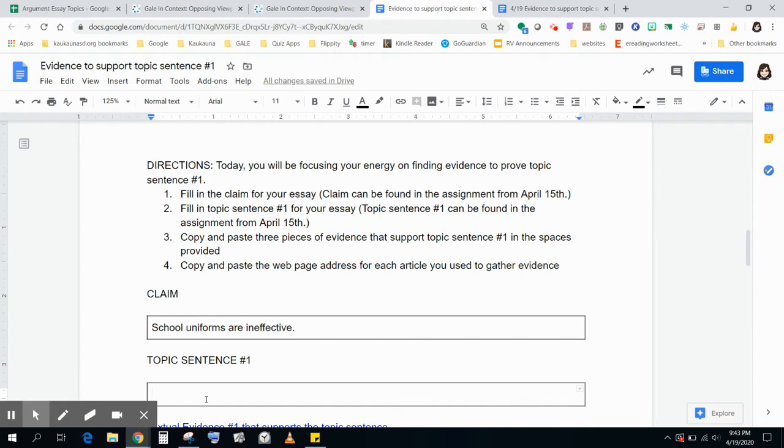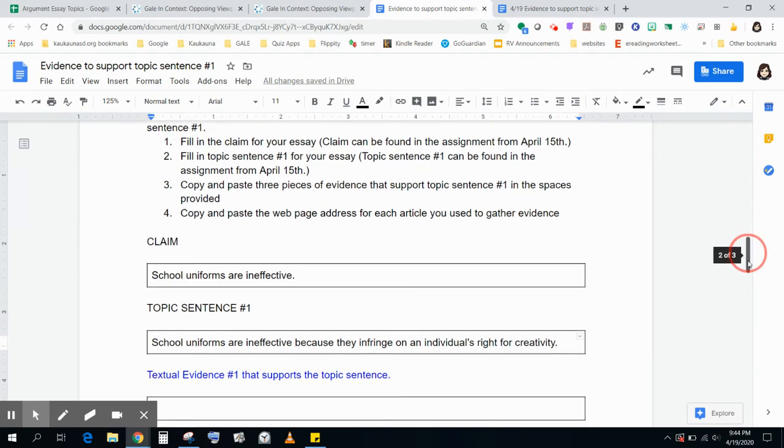Then, second, fill in topic sentence number one for your essay. You can find this in the assignment that was posted on April 15th. School uniforms are ineffective because they infringe on an individual's right for creativity. So, school uniforms are ineffective because they infringe on an individual's right for creativity. And so that's my claim and my topic sentence.